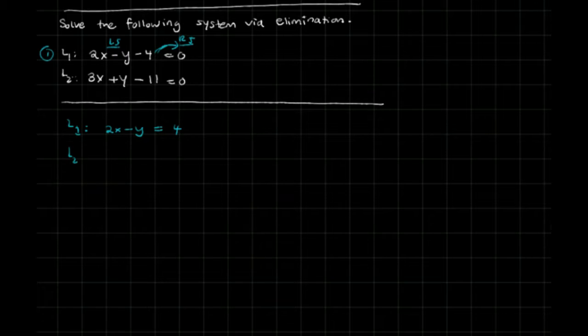And I'm going to do the same thing for line 2. So in line 2 we have 3x plus y, so I'm going to leave this on the left side, and I'm going to move the negative 11 to the right side. The reason we're doing this is because it helps us solve a lot easier.